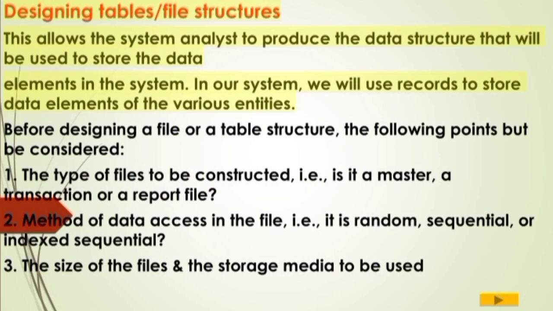Designing tables, file structures. This allows the system analyst to produce the data structure that will be used to store the data elements in the system. In our system, we will use records to store data elements of the various entities. Before designing a file or a table structure, the following points should be considered. 1. The type of files to be constructed, i.e., is it a master, a transaction, or a report file? 2. Method of data access in the file, i.e., is it random, sequential, or indexed sequential? 3. The size of the files and the storage media to be used.